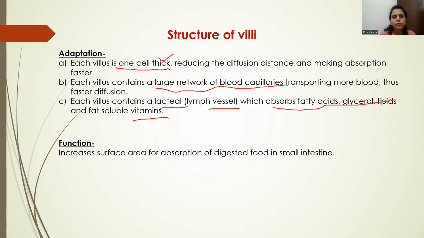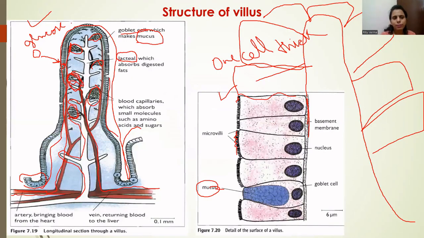And what is the function of villi? Villi increase surface area for the absorption of digested food in small intestine. This topic is very important from the exam point of view, because in IGCSE many times they ask questions on the adaptation of villi and the function of villi. Also, this structure is very important. You should learn by heart the structure of villus, or the longitudinal section of villus. Remember, this villus is surrounded with a one cell thick layer of cells, and it is supplied with blood capillaries and lymph vessel, that is lacteal. They both help in absorption of digested nutrients.